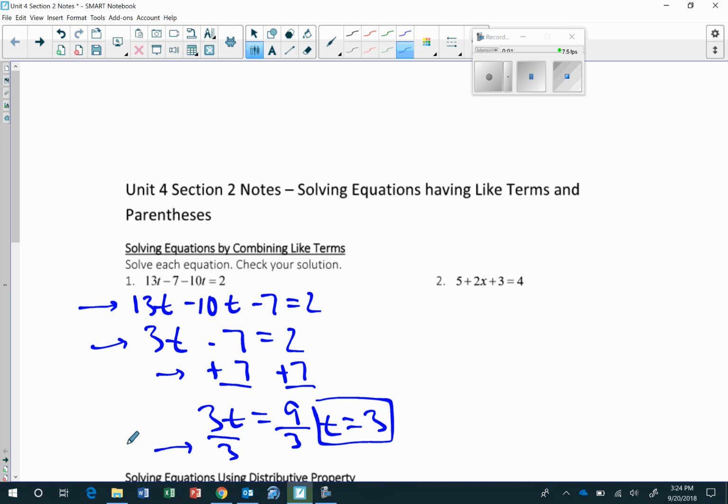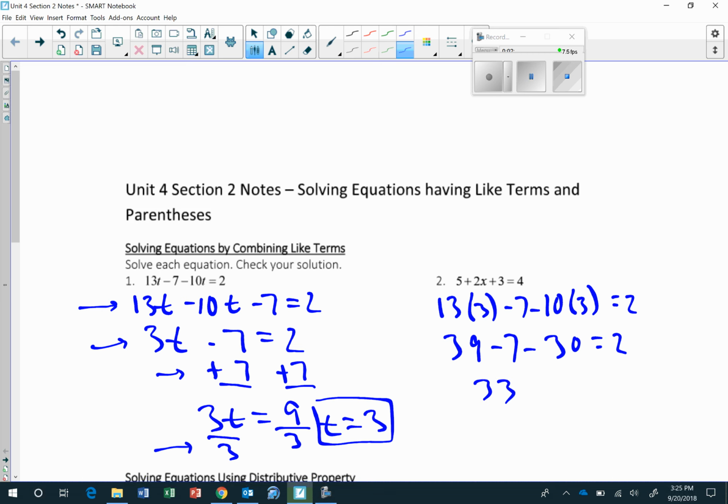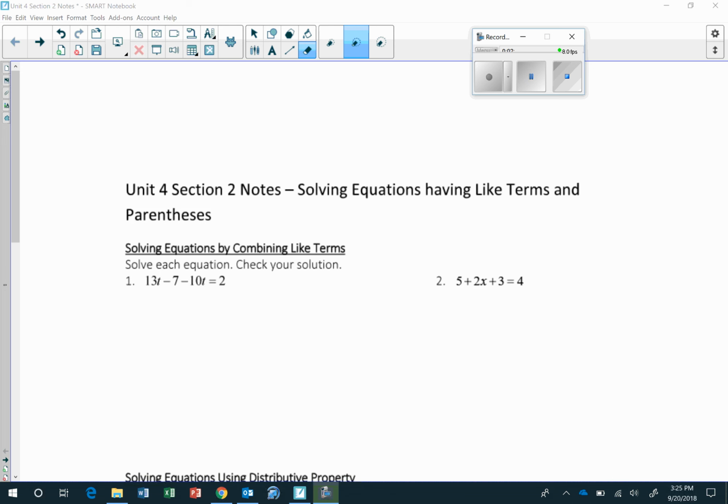Then I can plug that in and check it. So I'll have 13 times 3 minus 7 minus 10 times 3 equals 2. 13 times 3 is 39, minus 7 minus 10 times 3 is 30, equals 2. 39 minus 7 is 32. Oh, sorry, 32. 32 minus 30 is 2. So I'm good there. I know I've got the right answer. I'm going to let you guys go ahead and try number 2. Remember, you need to combine like terms before you do anything else.